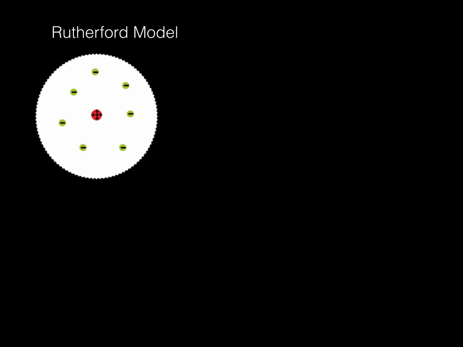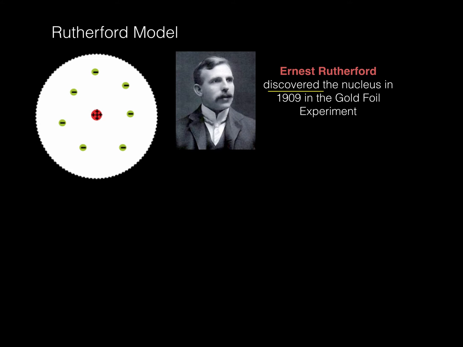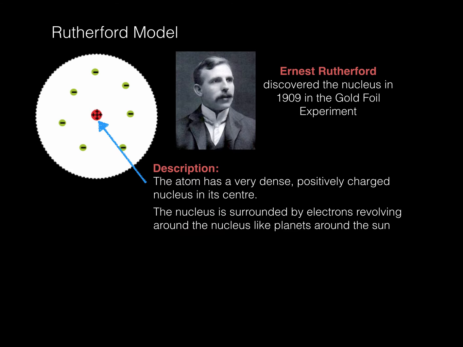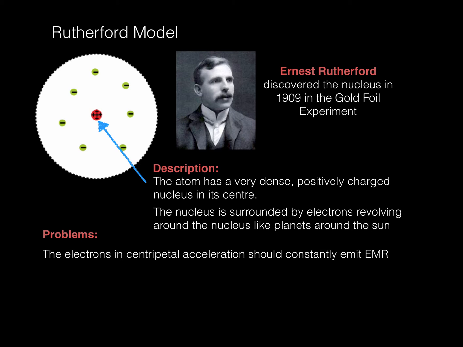The Rutherford model. Ernest Rutherford discovered the nucleus in 1909 in the gold foil experiment. Rutherford said the atom has a very dense, positively charged nucleus in its center. The nucleus is surrounded by electrons revolving around the nucleus like planets around the sun. Rutherford quickly acknowledged the deficits in his model.